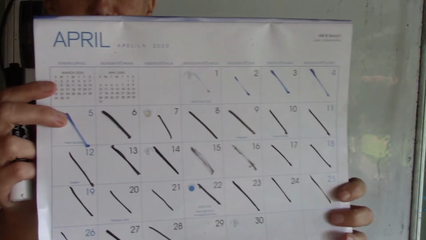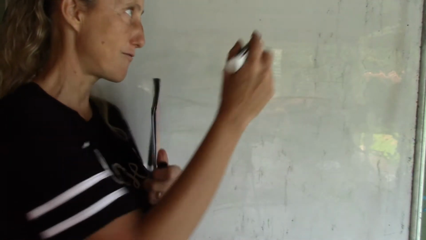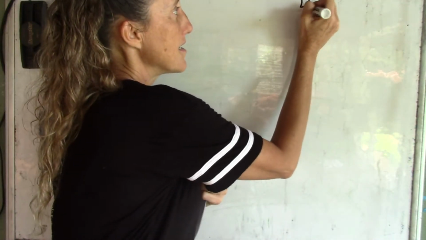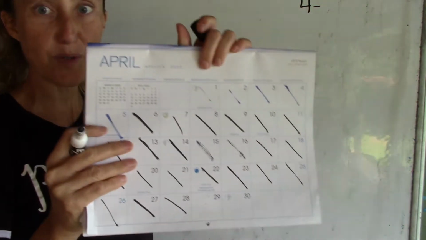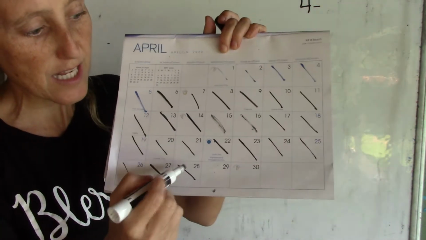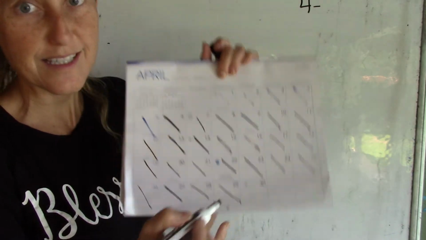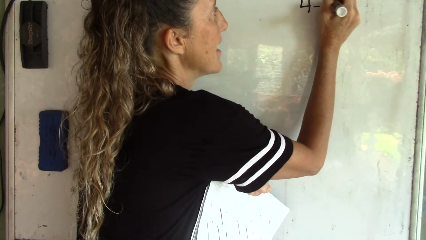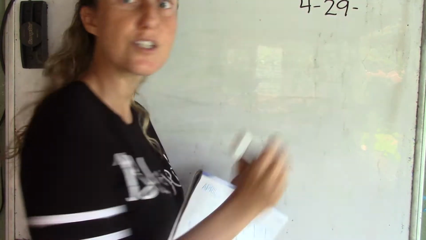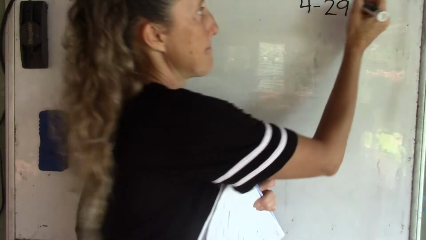And our month right now is still April. And April is which number month? 4. And yesterday was April 28. So today is April 29. April 29, it is still the year 2020.